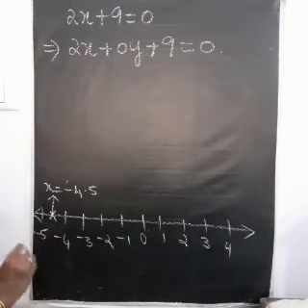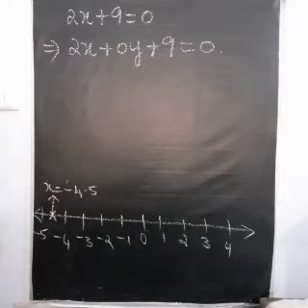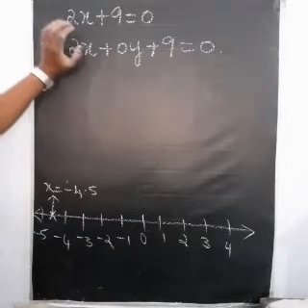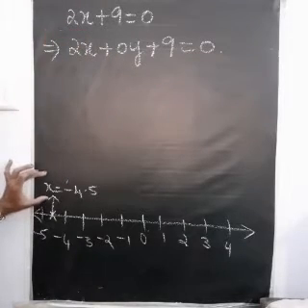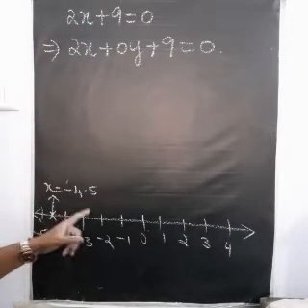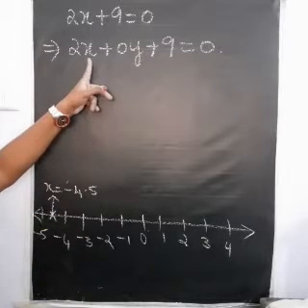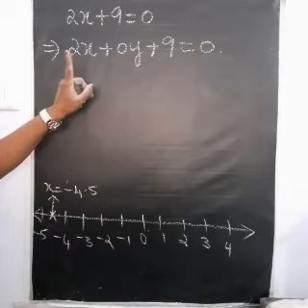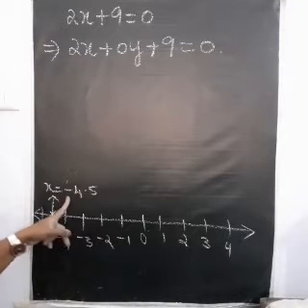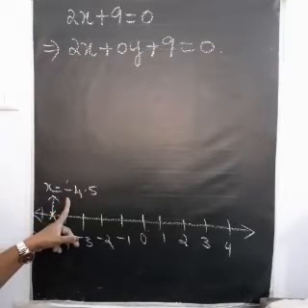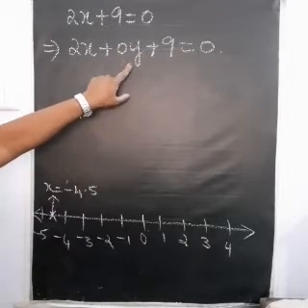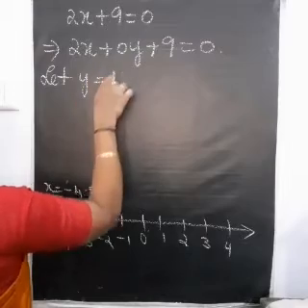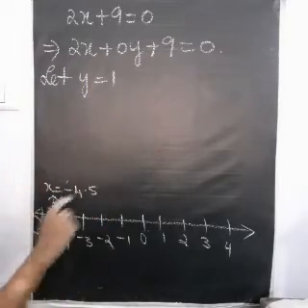Now let us proceed as usual, giving values for y. Why am I going to give values only for y? Because the value of x is fixed. x is going to be minus 4.5. I cannot say x is equal to 0 or x is equal to 1, because the value of x we found out was minus 4.5. That is not going to change. So we can give values for y. Let y equal 1. Since 0 is already there, we will start with 1.